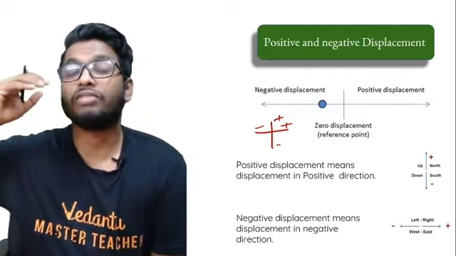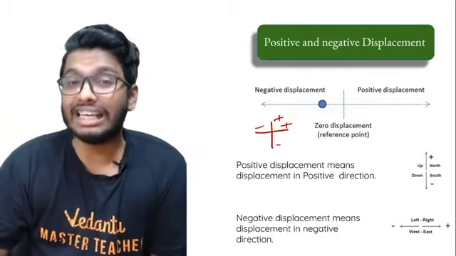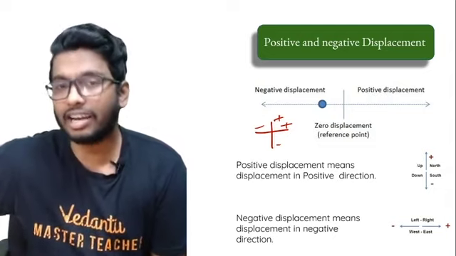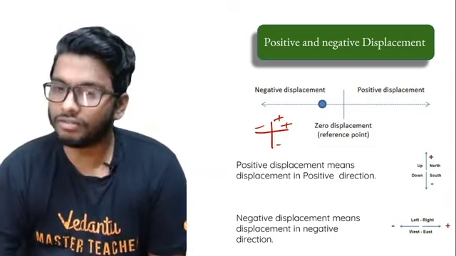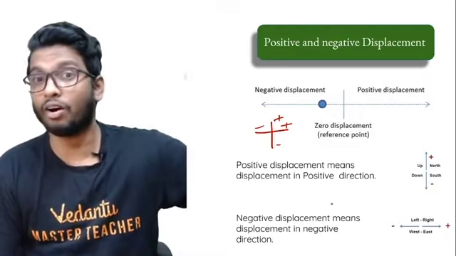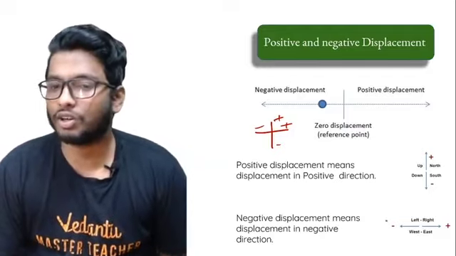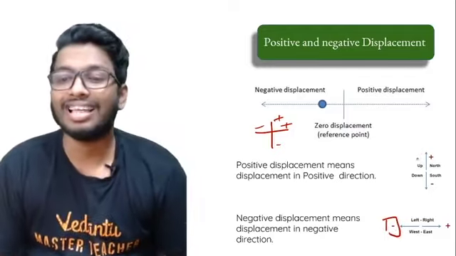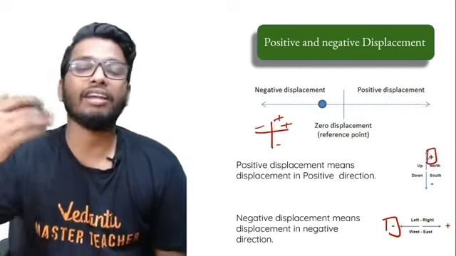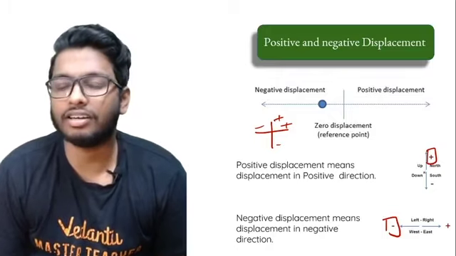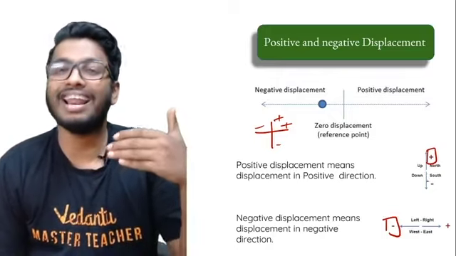So if the direction of the body is towards the east side or towards the right hand side, it is considered to be positive. If the direction of the body is towards the west side or towards the left hand side, that is considered to be negative. If the direction of the body is towards the top or towards north, that is considered to be positive. And if the direction of the body is towards the south or down, then the direction of the body is said to be negative.